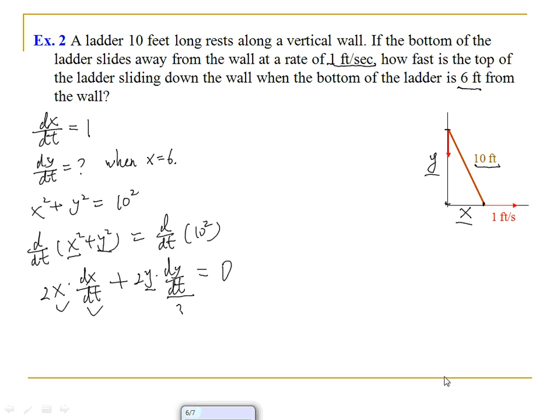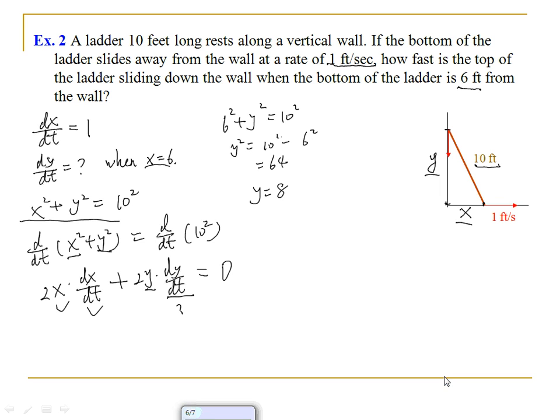So we again use this x equals 6 and x squared plus y squared equals 10 squared. So you can put x equals 6 into that equation. You get 6 squared plus y squared is equal to 10 squared. So you can find y squared is actually 10 squared minus 6 squared. That is equal to 64. So you get y is the square root of 64, that is 8. So now we have everything.